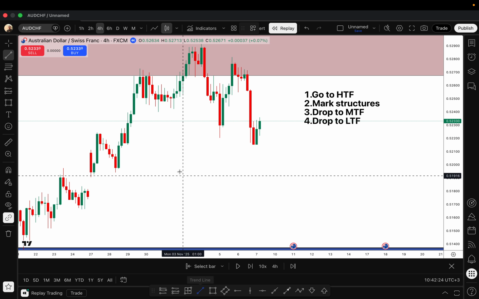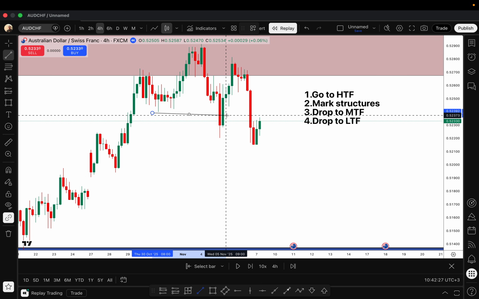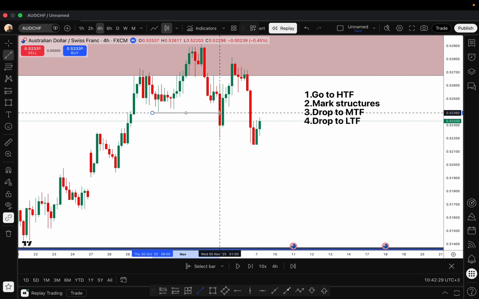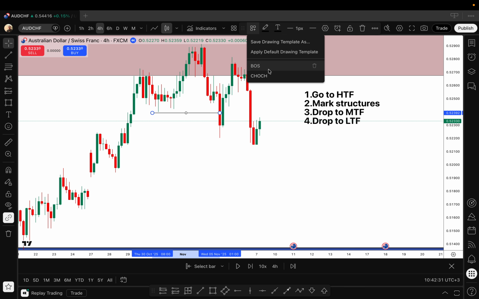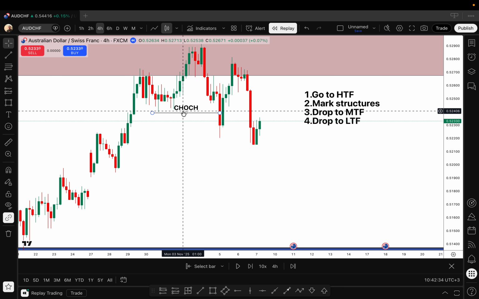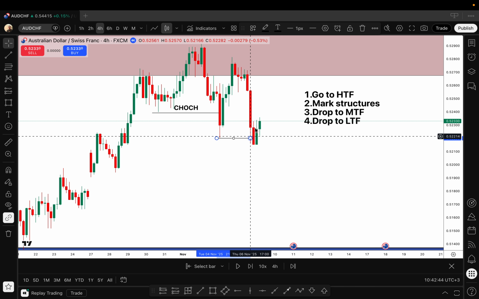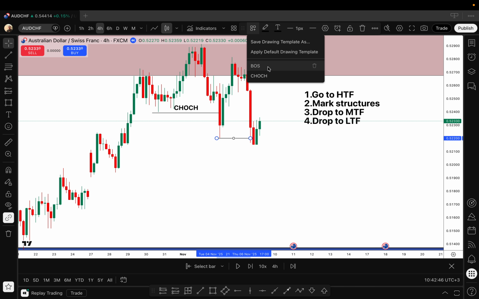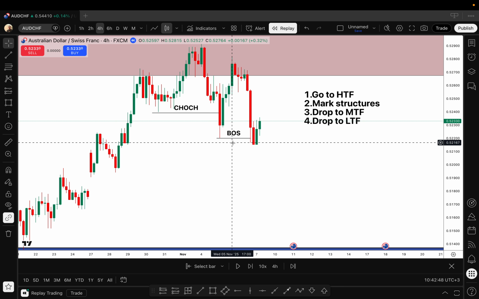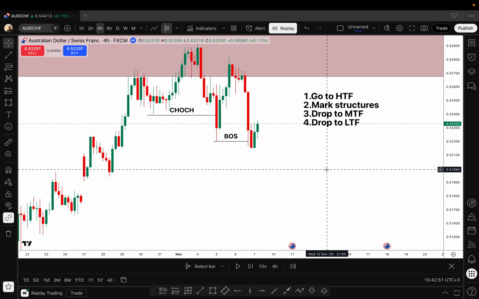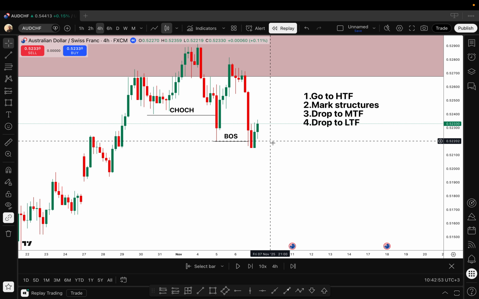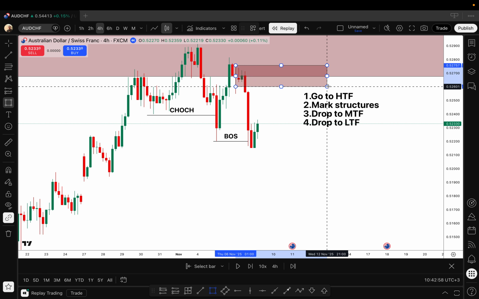Let me just mark them for people who don't understand them. So this is the CHoCH, this is the CHoCH, and this is the BOS, the break of structure. So you have CHoCH here, you have a break of structure here. Now, after we have seen that, this is the right time to drop down to the entry time frame to start looking for your supply and demand zone.